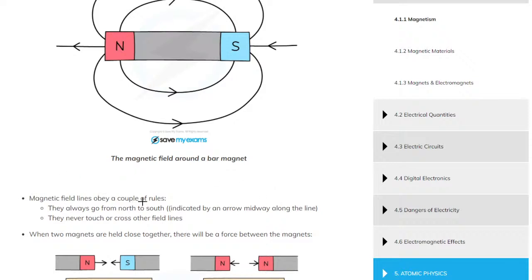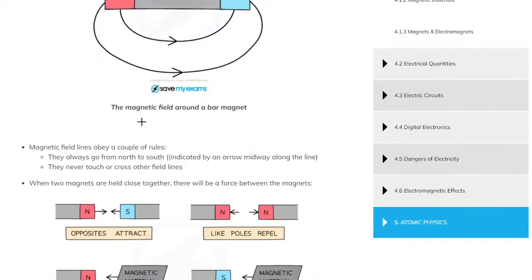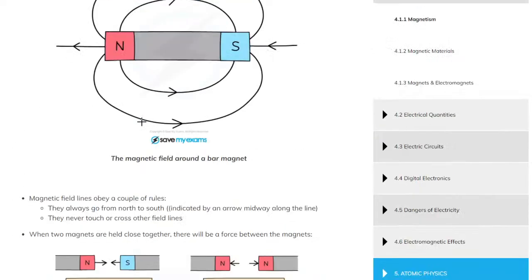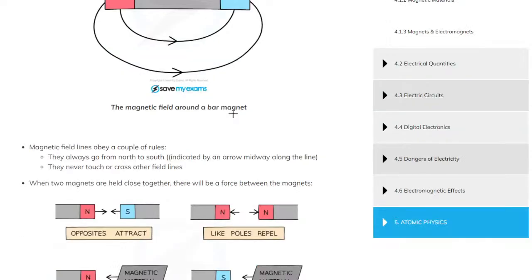Magnetic field lines obey a couple of rules, and they always go from north to south. They always come from the north and then head off to the south. That's something you need to keep in mind. Also, they never cross each other. Whenever you're drawing these magnetic field lines, you need to know that they will never cross each other. So those are two rules you must know when looking at a bar magnet.